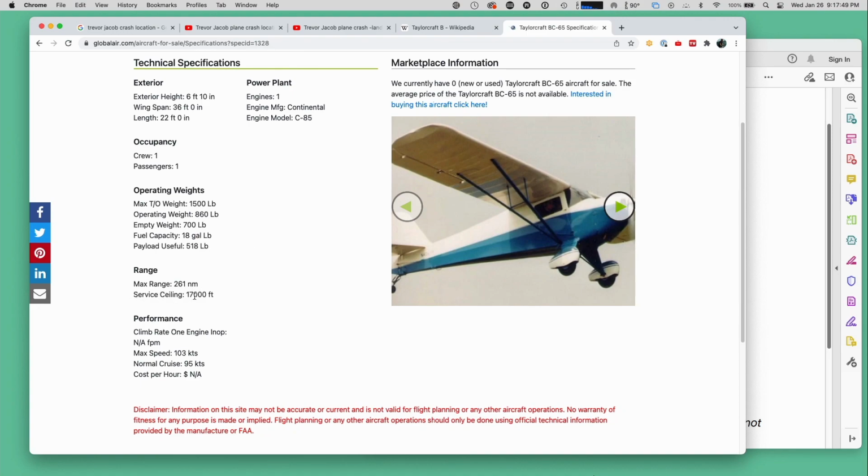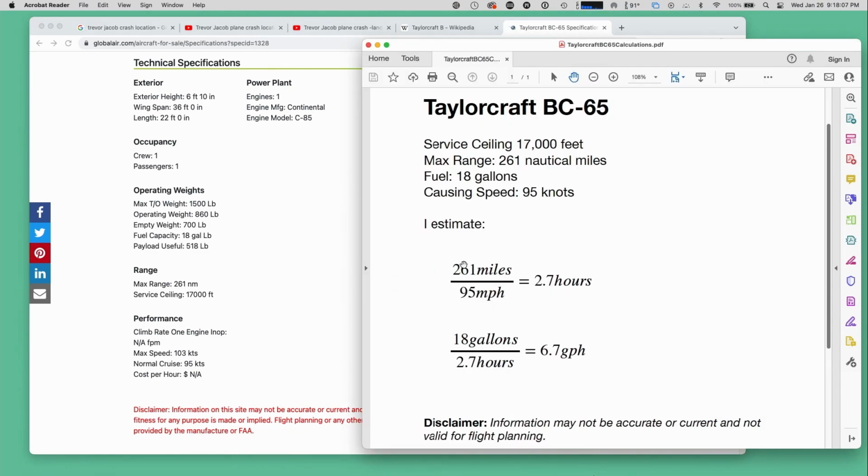So we have the service ceiling at 17,000 feet, a normal cruise of 95 knots, 18 gallons of gas it can carry, and a max range of 261 nautical miles. So I did some calculations: 261 miles divided by 95 miles per hour gives you a flying time of 2.7 hours. Of course, we're not counting taxi, takeoff, climb, descent, landing, and fuel consumption that you would normally have to do, but for this we just use 2.7.